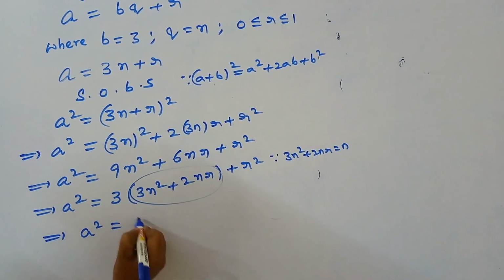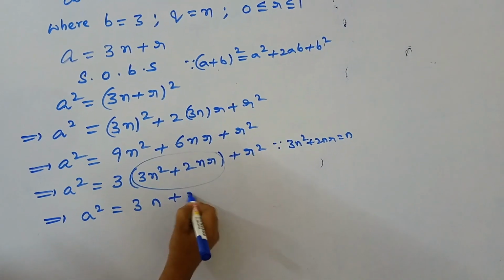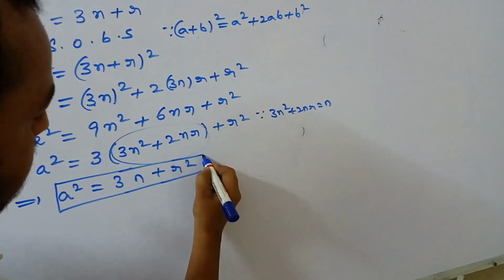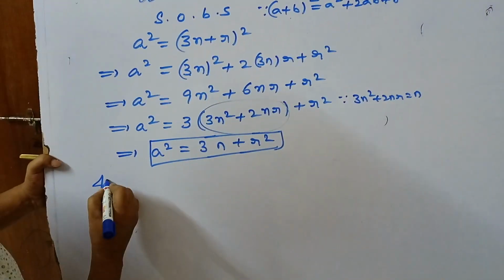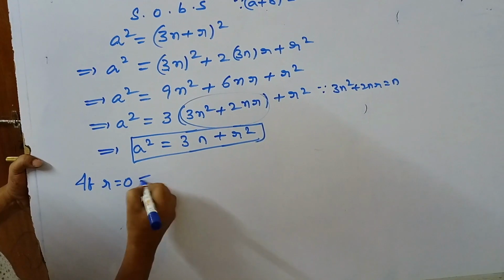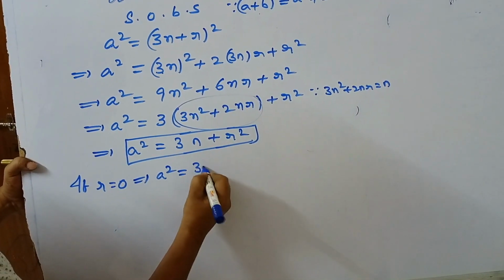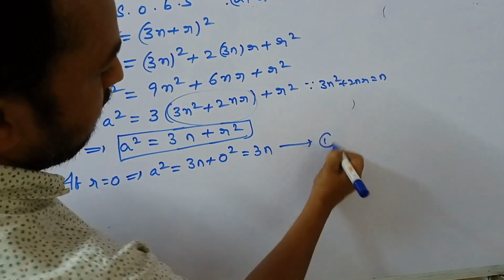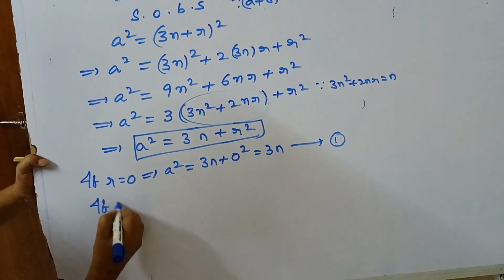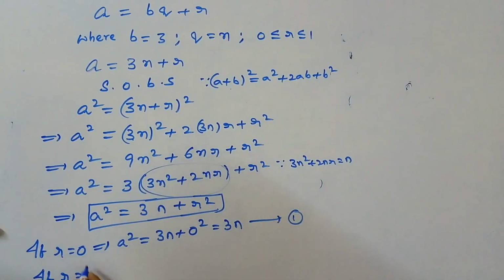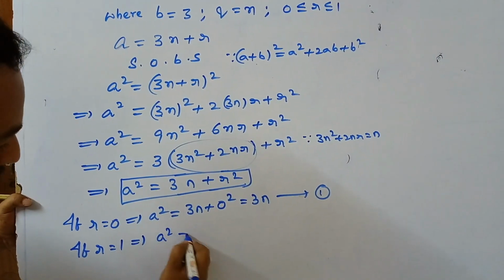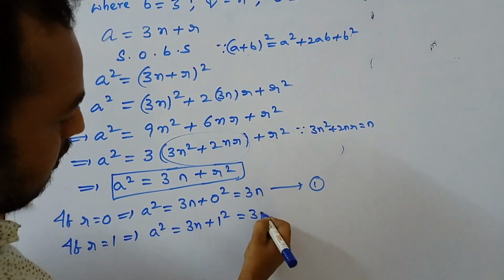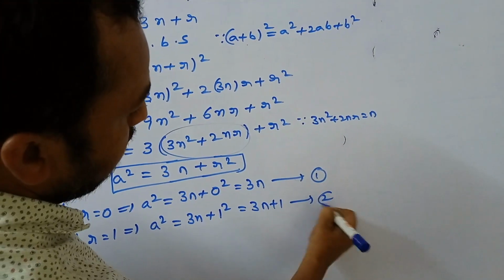Now a square equals 3n plus r square. This is our main equation. If we take r value 0, a square equals 3n plus 0 square, that equals 3n. Equation number 1. If r equals 1, a square equals 3n plus 1 square, which is 3n plus 1. Equation number 2.